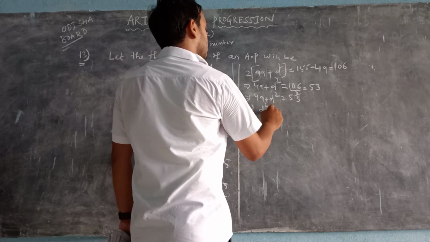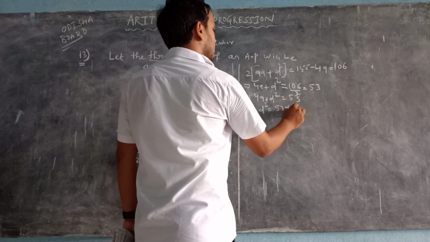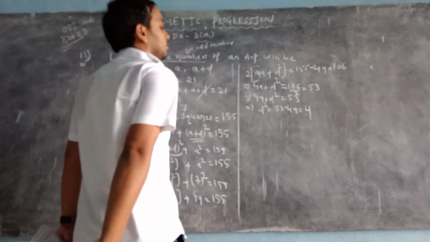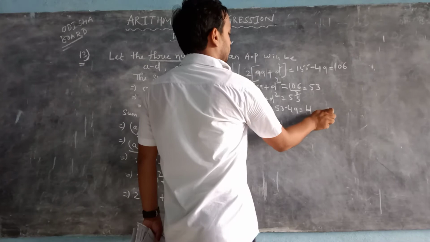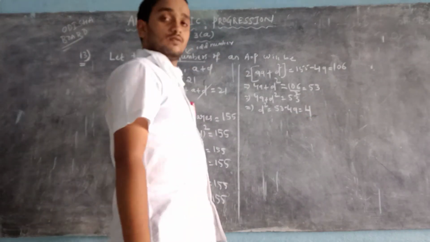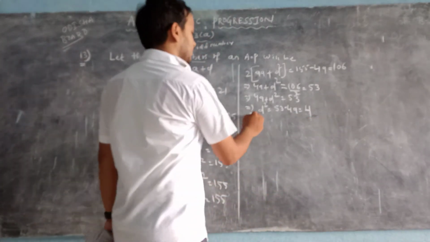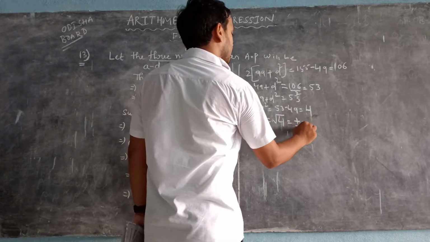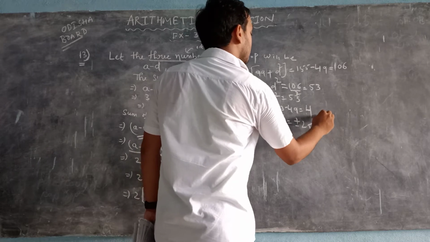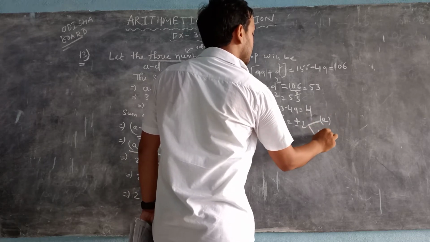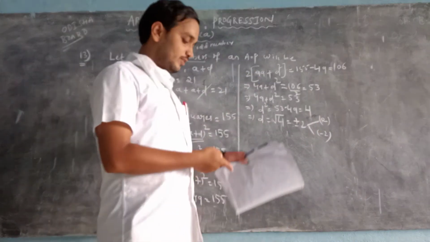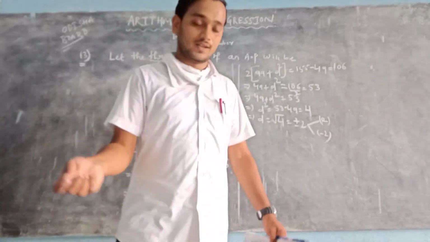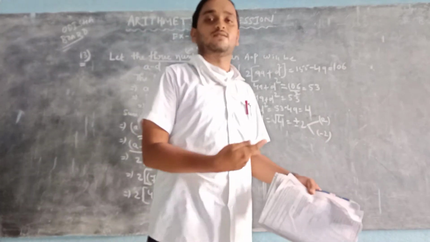b square is equal to 53 minus 49. How much? Simply what? 4. Okay. Then b is equal to how much? Square root of 4. That is plus or minus 2. There are two values. One is plus 2 and another is minus 2. Same. All the three questions are in the same process. But what is the difference? The series. How many numbers?